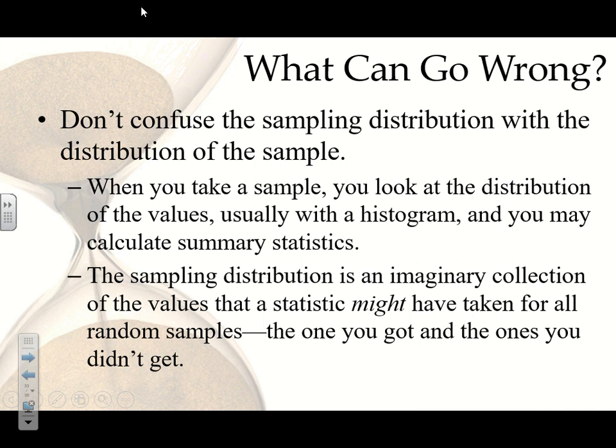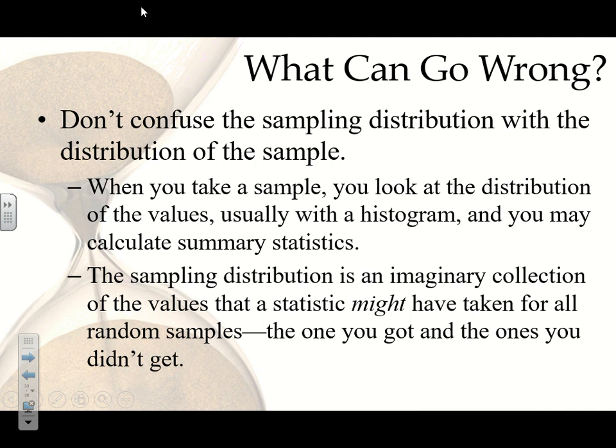When you take a sample, you look at its distribution, usually with a histogram or a dot plot or something like that. And you may calculate summary statistics. So, in that last example we did, the sample mean was the 50 texts per day per student. That came from the one single sample of 50 students that we took. That's the distribution of the sample. The sampling distribution is essentially an imaginary collection of values that the statistic might have taken for any other random sample of 50 students.